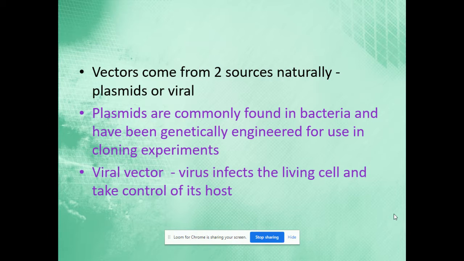Plasmids are commonly found in bacteria and have been genetically engineered for us to use in cloning experiments, and we know that there's other good things that come from plasmids as well. We can use them to get rid of certain diseases if we want to. Of course, that is kind of still controversial today, in the United States at least. Viral vectors are from viruses, and they infect the living cell, and then they take control of its host.